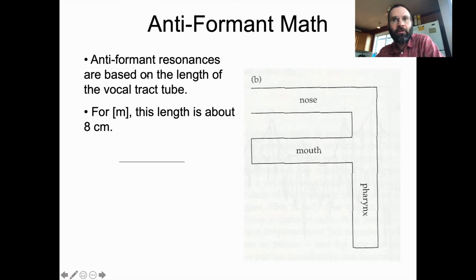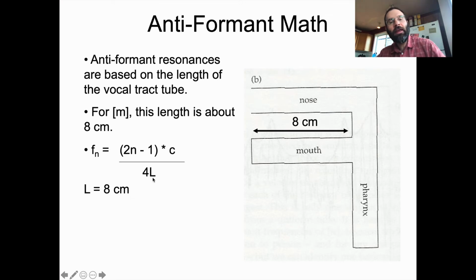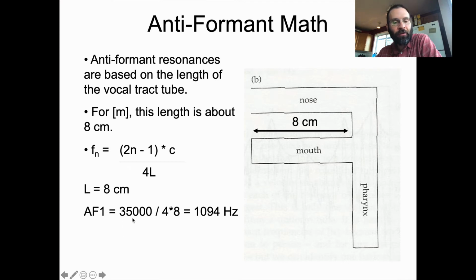So let's just say that this length is going to be about 8 centimeters. What would the resonant frequencies of a tube of length 8 centimeters be? We use the same math as we did before, that same equation, but we just substitute 8 centimeters for our length. We wind up with 35,000 centimeters per second divided by 4 times 8, or 32. If you crunch those numbers in a calculator or Excel, or in your head if you're feeling ambitious, you get a resonant frequency of 1094 hertz, which I'm going to label here as the anti-formant, or AF1 frequency for this tube. So that's about 1100 hertz, more or less.